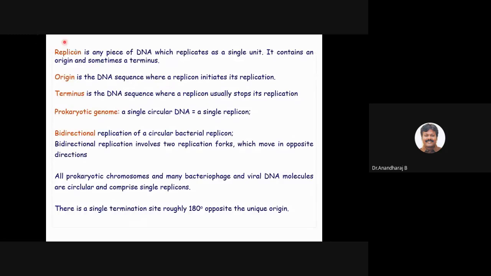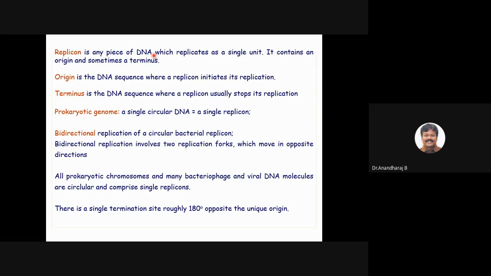A replicon means any segment of DNA, any piece of DNA, which replicates as a single unit. For example, in E. coli only one origin of replication will be there, so at a time the entire genetic material will be replicated. So you can call it one replicon, the entire thing. In E. coli, the origin is where the replication starts, and the terminus is where the replication ends.